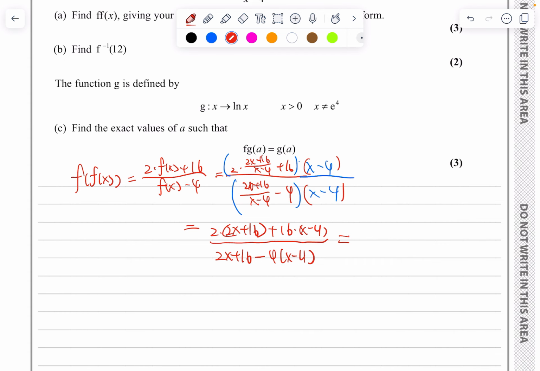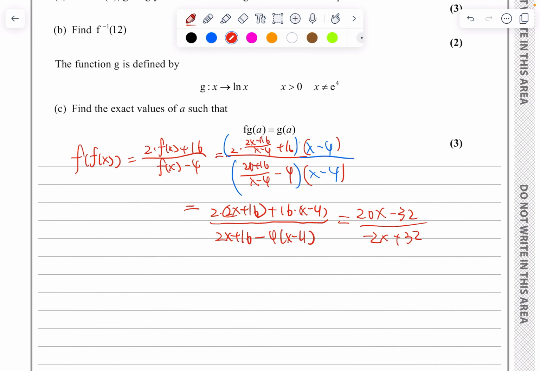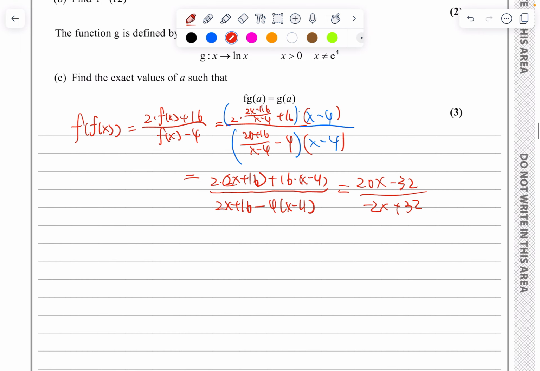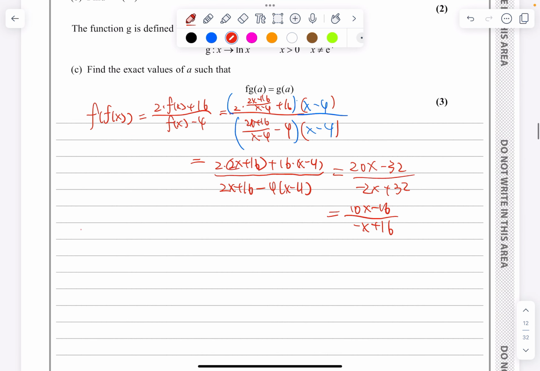And then I think we just expand this. We have 20x here. 2 times 16 is 32. 32 minus 4 times 16 is 64, so minus 32. Minus 2x plus 32. I think we can divide by 2 here, so we can just get... So the final answer should be this, which if I got in my exam I would feel very unsafe, but sure.